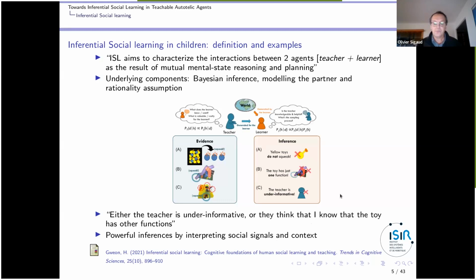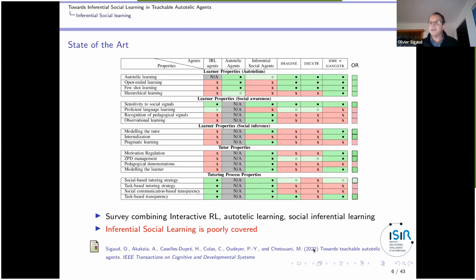Okay. And okay, so that's the general idea of inferential social learning. And then in our paper, we performed a kind of survey of different areas of autonomous agent learning, okay? So interactive reinforcement learning, autotelic learning, social inference learning, okay? And we listed a few properties that are expected from children, and we more or less showed that inferential social learning mechanisms are the ones that are the most poorly covered in the current artificial intelligence literature. So that's why we decided to try to model these things and to try to publish on that domain, because we believe it would be nice to have robots and agents able to infer from interaction with a human the way children do.